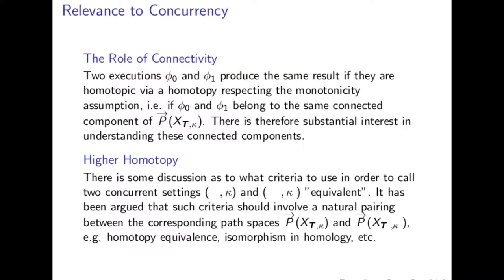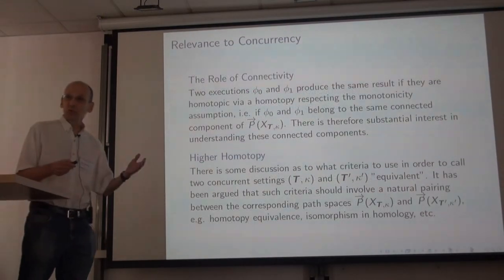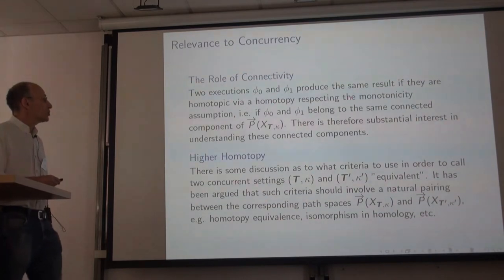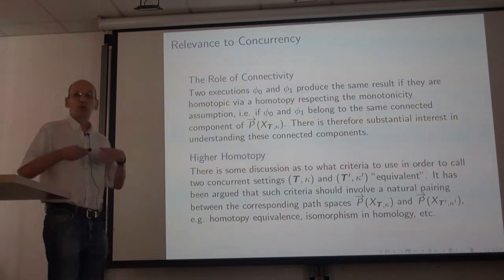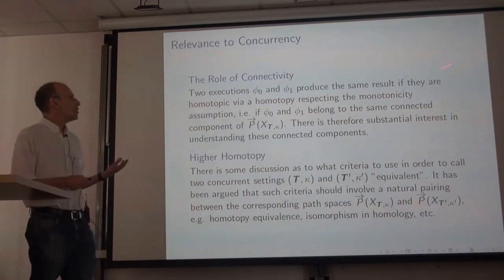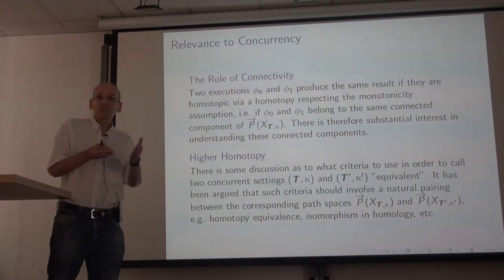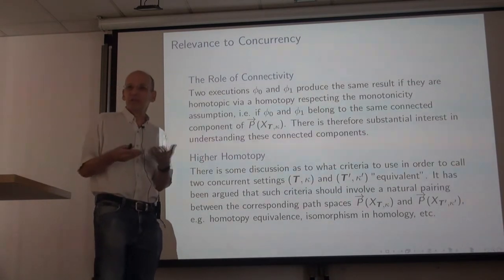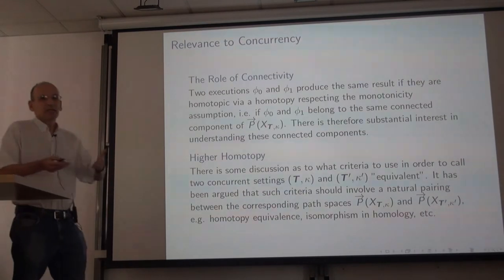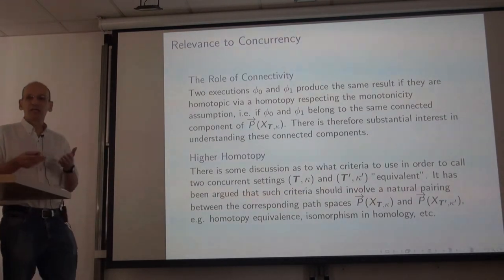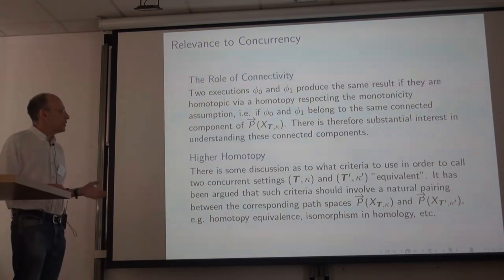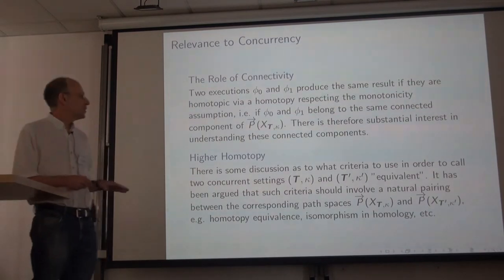Now, one question is, what is it good for? Is it really good for something? For this I had to consult the experts, and they tell me that the answer is actually mixed. There is one part of the answer which is very clear. This is the role of connectedness. Whether the thing is connected or not is very crucial, because if two executions are in the same connected component of the path space, then people think of it as producing exactly the same result. At least intuitively, it's clear that they look the same. Up to some rescaling, they are the same. So people in computer science really are interested, honestly, in the connectivity.